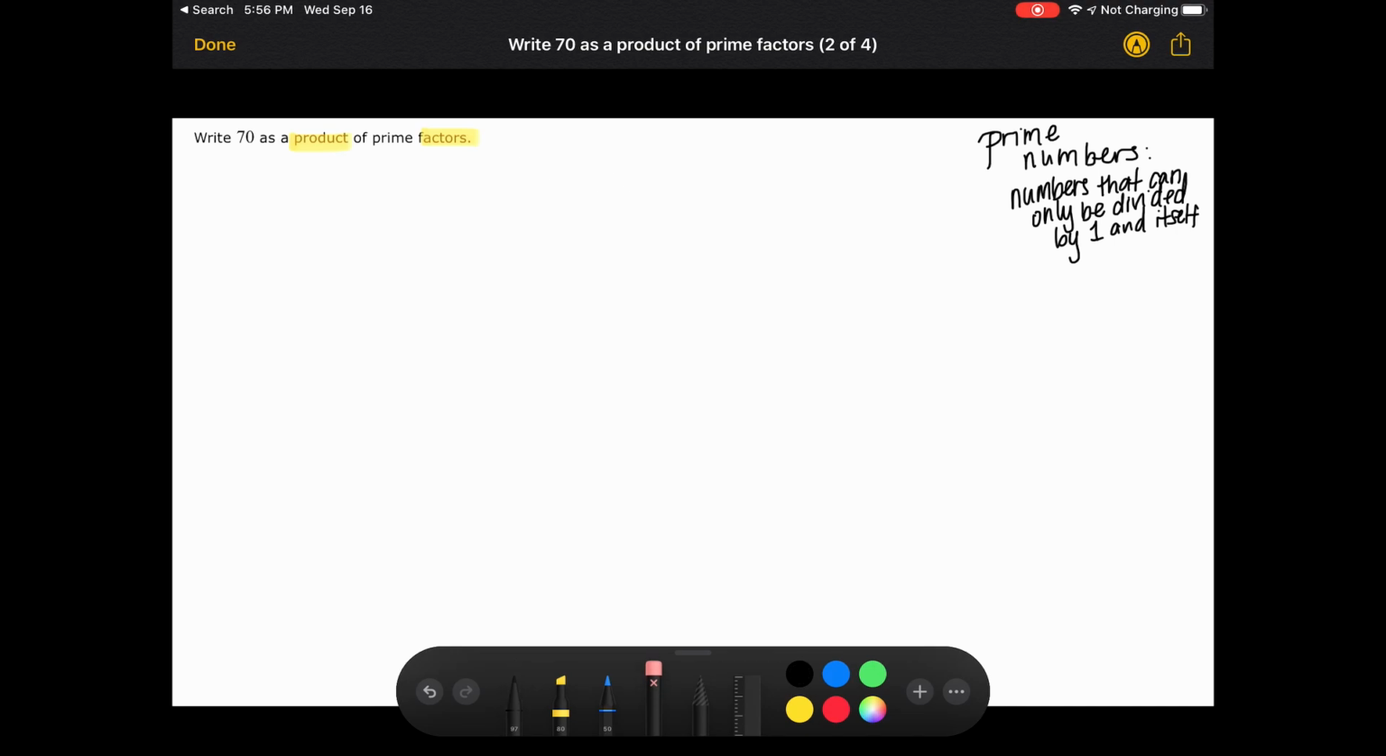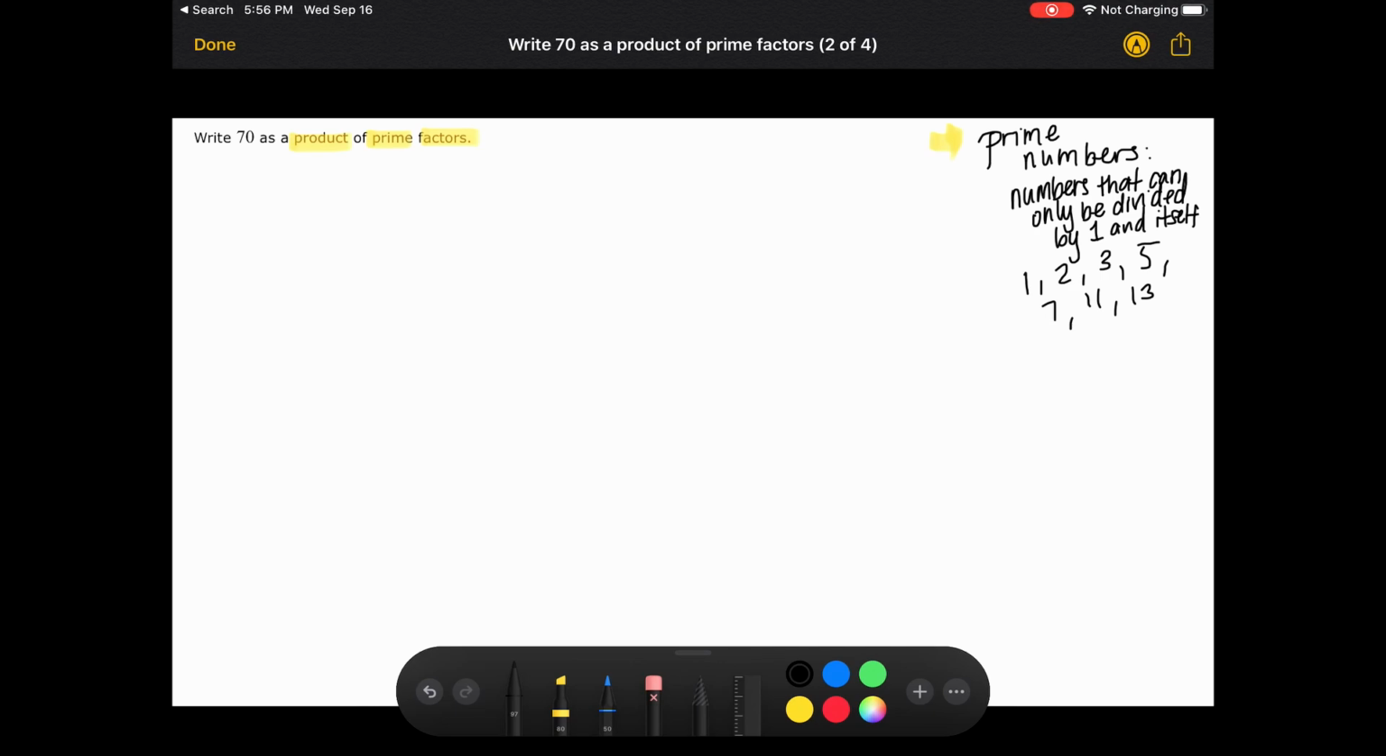And then prime is talking about the type of number that you have. So prime numbers, which I've put over here, are numbers that can be divided by 1 and itself. Like those are the only factors that it has. So an example of that list would be 1, 2, 3, 5, 7, 11, 13. It goes on and on and on, but that's not really all that important.